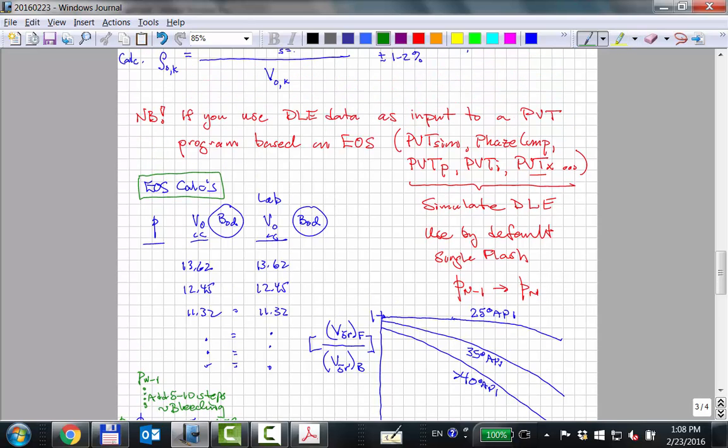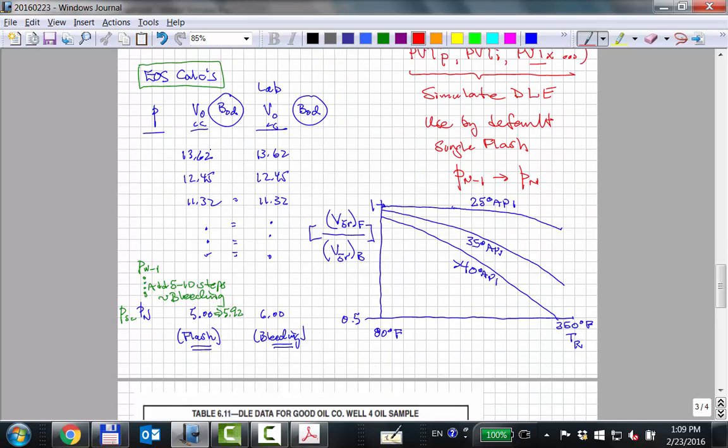Now the thing is, if you use DLE data as input to a PVT program, in today's world, if you do anything with that lab report, that's what you're going to do. So it's like a 98% chance. If you do something with the report, this is what you're going to do, which means that understanding this is probably the most important thing I'm telling you about this report to avoid this problem. The solution is here, and it's relatively easy to do.